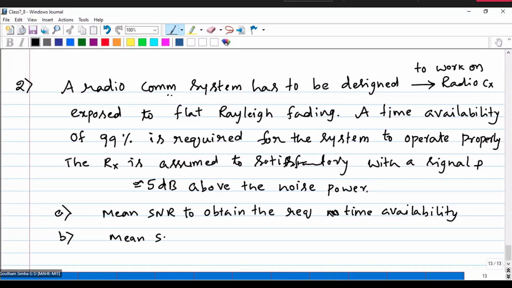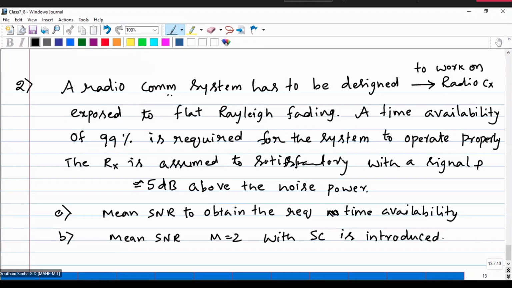Mean SNR, if a two-branch diversity scheme, mean SNR with M equal to 2, or N equal to 2, or branch equal to 2, if a two-branch diversity scheme with selection combining is introduced. So such kind of design-oriented problems will be asked.